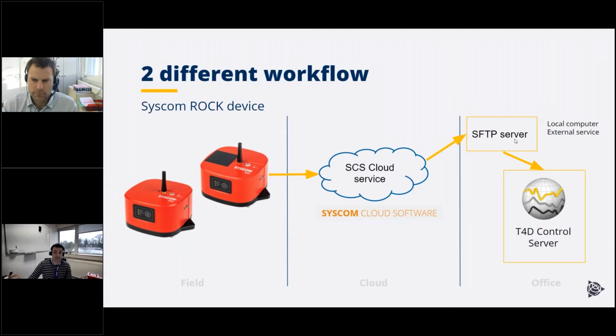Then, to communicate with T4D, this is an important point: you need to install an SFTP server. Obviously, it has to be on a different computer. For example, you can have a computer at the office that hosts your SFTP server. This acts as a buffer between your T4D control server and the SCS platform. We do this for cybersecurity reasons, to make sure no one sends a virus or anything directly onto the T4D control server. So this SFTP server just collects the data, and T4D connects to it and gets your data.